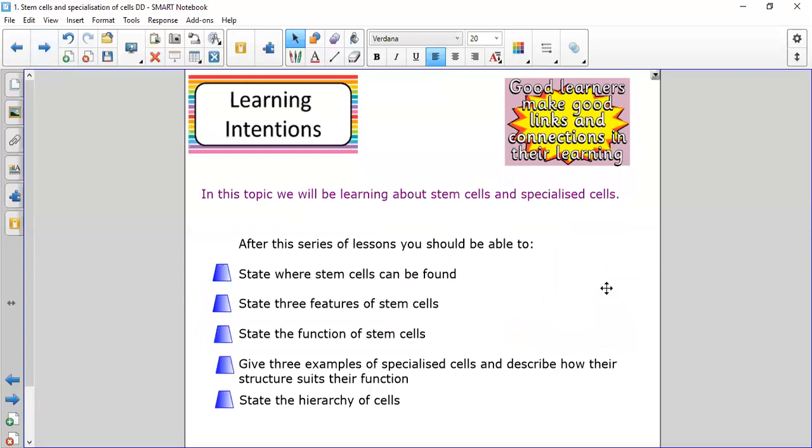Right, so this topic we are learning about stem cells and specialised cells, so cells that have got a special job to do. So after you've gone through this video, you should know where stem cells are found, 3 features of stem cells, the function of stem cells. You should be able to give 3 examples of specialised cells and describe how their structure suits their function, and state the hierarchy of cells. Now obviously you don't know what a lot of this stuff is, but hopefully you will by the end of the video.